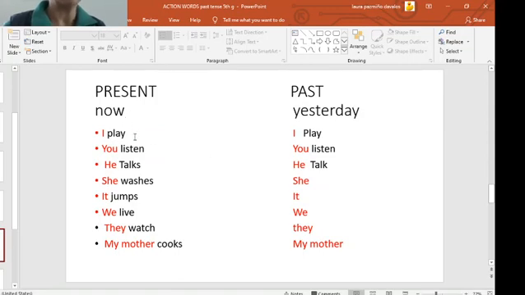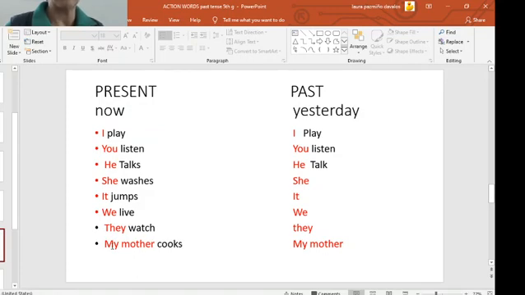Okay. Now I play. This is correct. You listen is a verb. Todos estos son regular verbs. I play. You listen. He talks. She washes. Porque se acuerdan que si te va con he, she, it, termina con s. It jumps. We live. They watch. My mother cooks. Here is a noun.